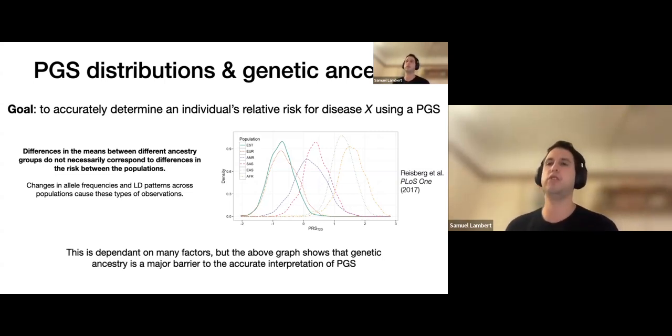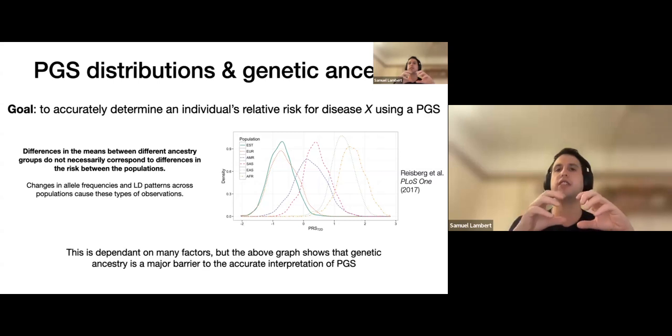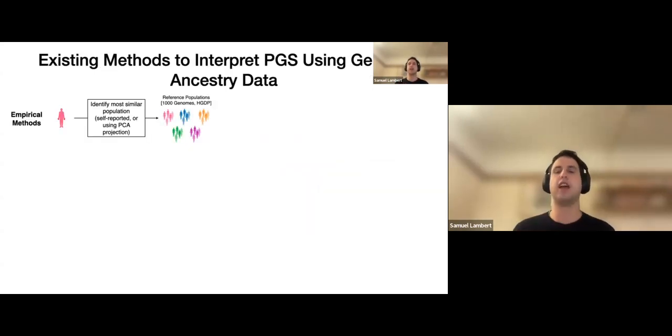It's purely due, well, to some extent, it's due to genetic ancestry. And this is a barrier to the accurate interpretation of PGS. So there are methods that exist to decorrelate polygenic scores from these differences in genetic ancestry to give each individual a calibrated relative risk for disease X using the polygenic score. And these come in two flavors, and I'll go over them as these methods are implemented in the software you'll hear about later in the webinar.